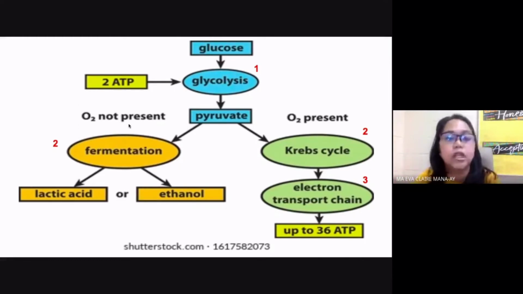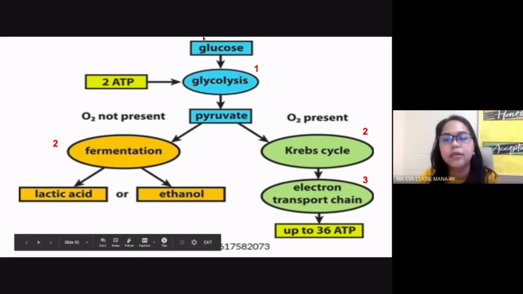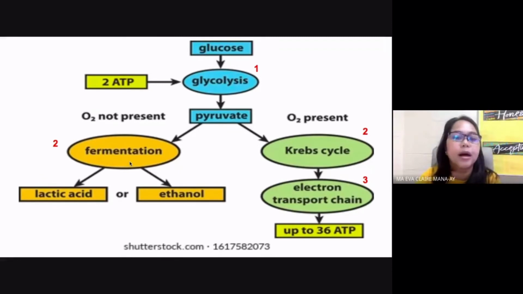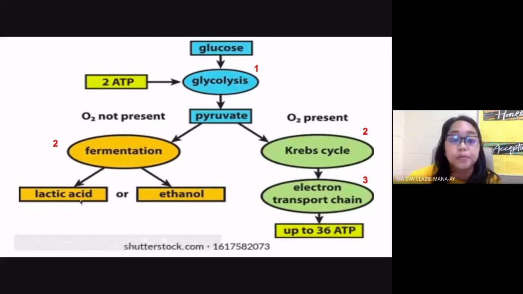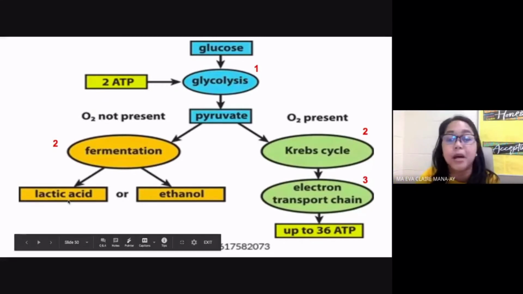Now, if your O2 is not enough, that means you're not consciously breathing in. Instead of your cellular respiration being aerobic, and instead of going through the different processes at the right side of your slide, your muscles are going to undergo fermentation. The pyruvate is going to undergo fermentation, which can lead to the production of lactic acid. And this lactic acid, ladies and gentlemen, is the one that causes muscular cramps. This gives you pain in your muscles.